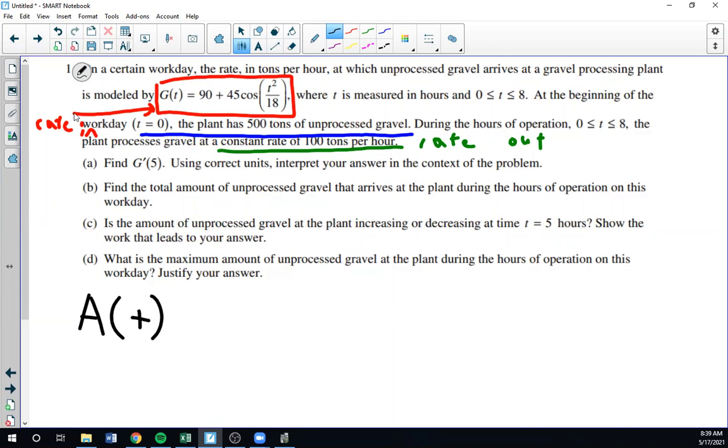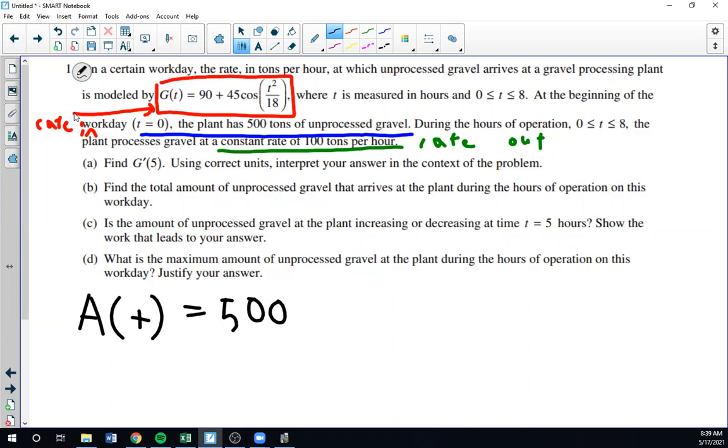I'm going to call it A for amount. The amount of gravel that is there, well, first off, you can think of it as our y-intercept. Our starting amount is the 500, so we're going to put the 500 there first thing. Then we need to factor in the amount in and the amount out.